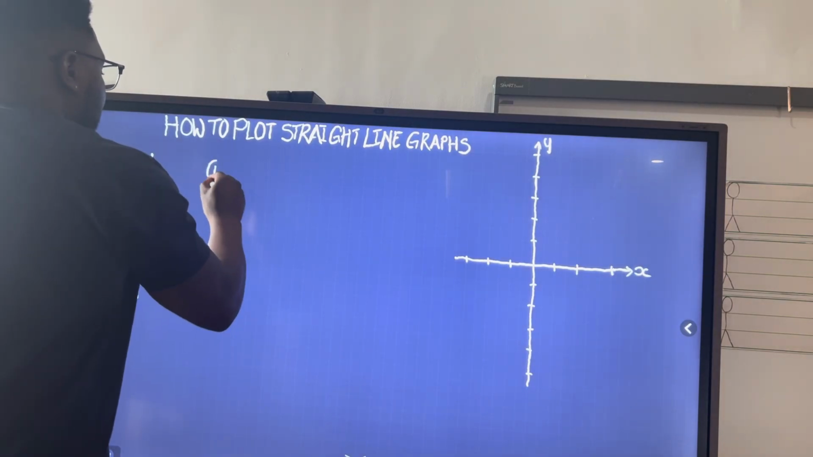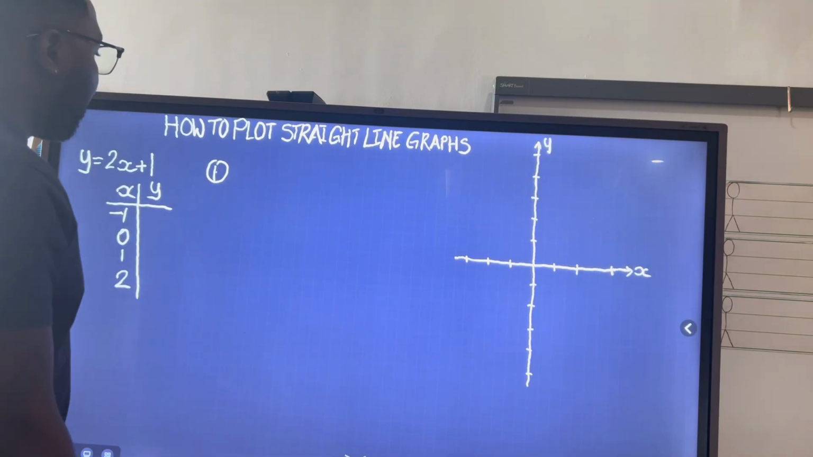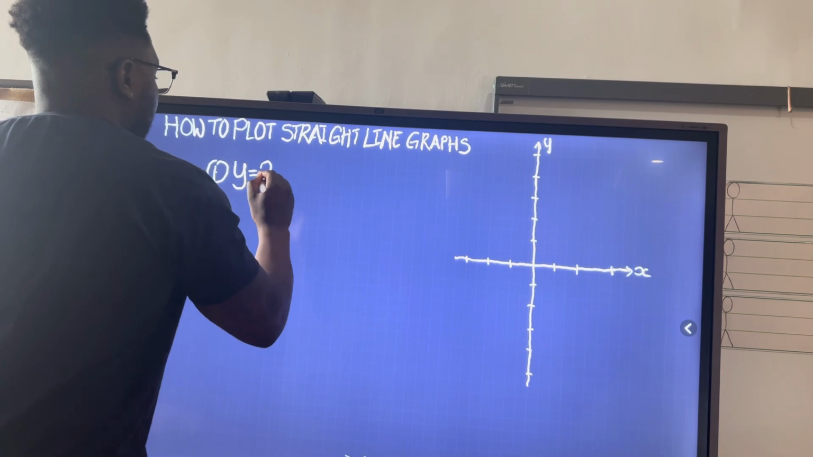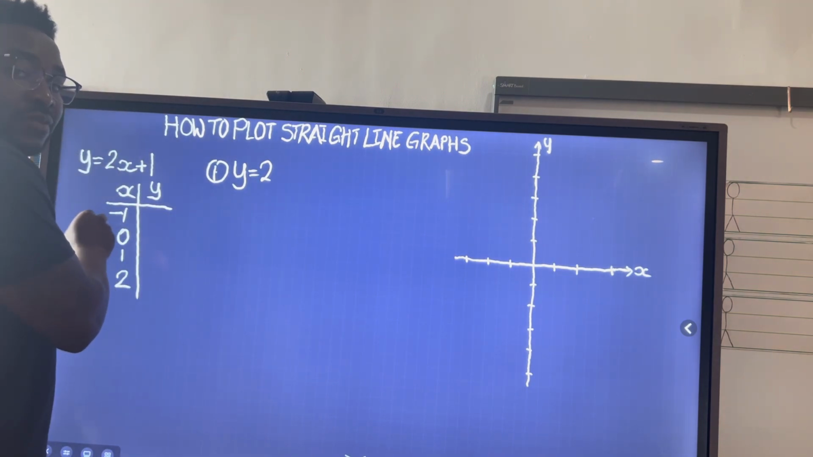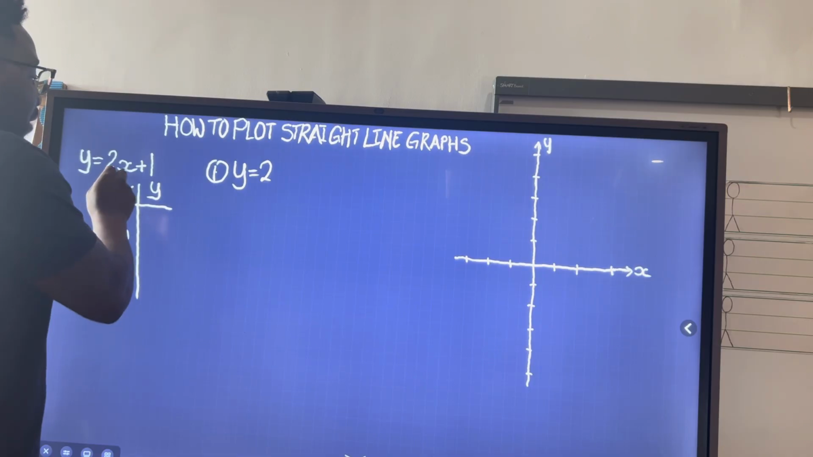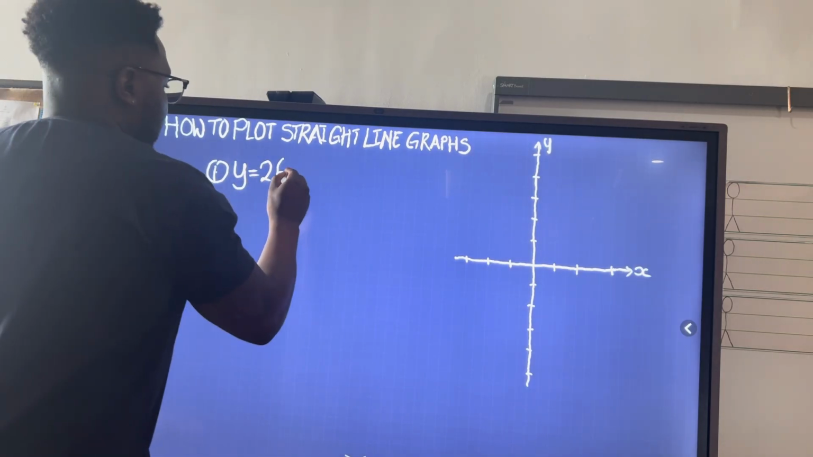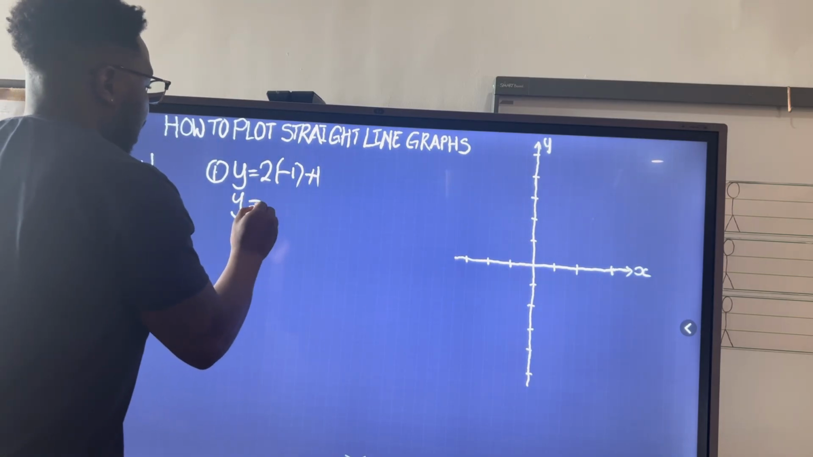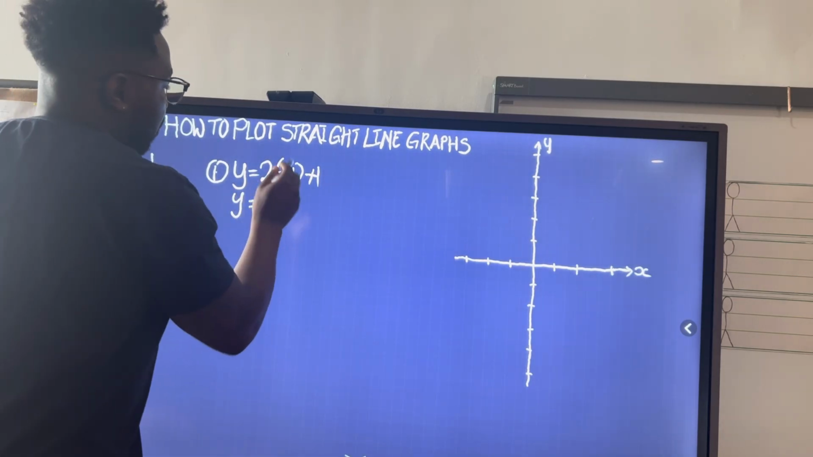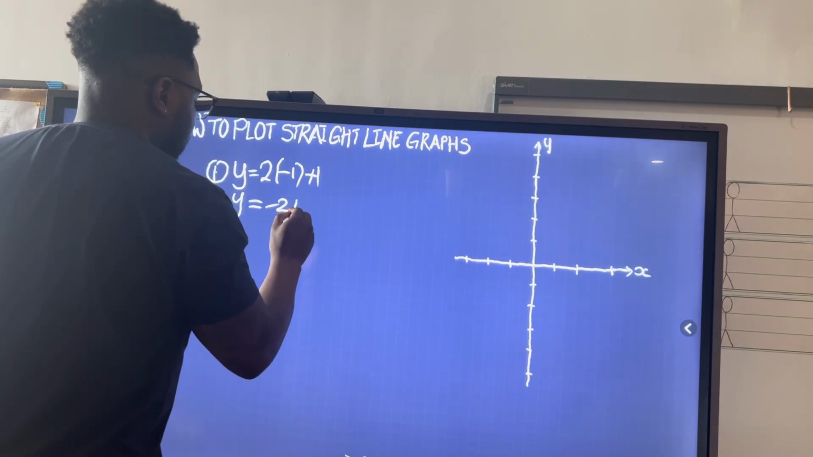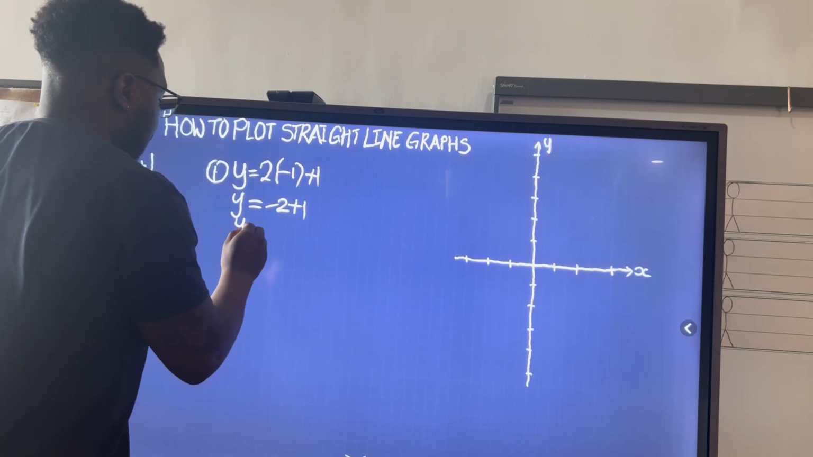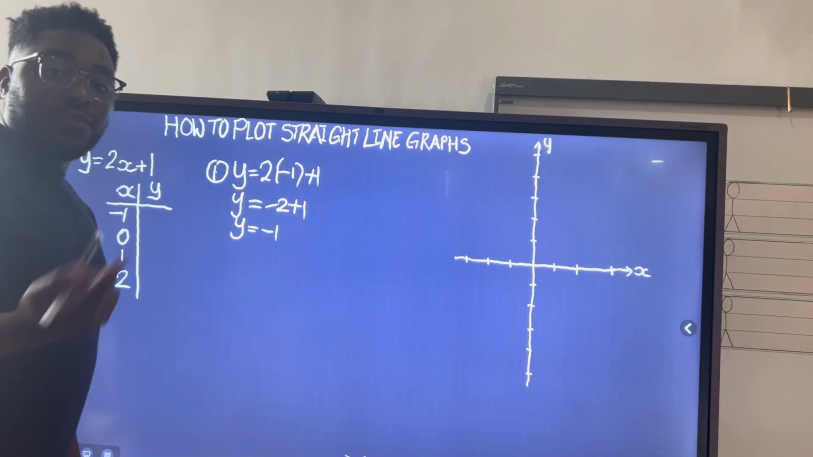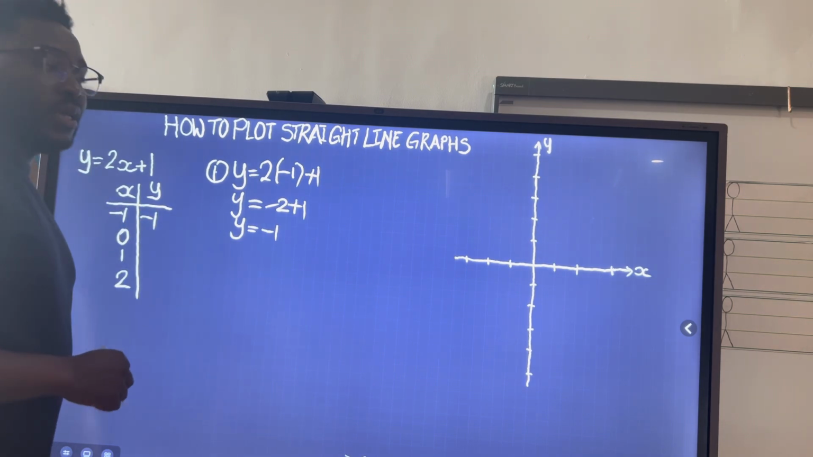Let me write my first y value there. I'll label it as 1. So that's y equal to 2 open brackets. I'm dealing with my first x value here, which is -1. So I have to substitute it for my x right there. So 2 times -1, plus 1. If we work out this equation, 2 multiplied by -1 gives me -2, plus 1. So my y would be -2 plus 1, which gives me -1. So my first y value is -1.